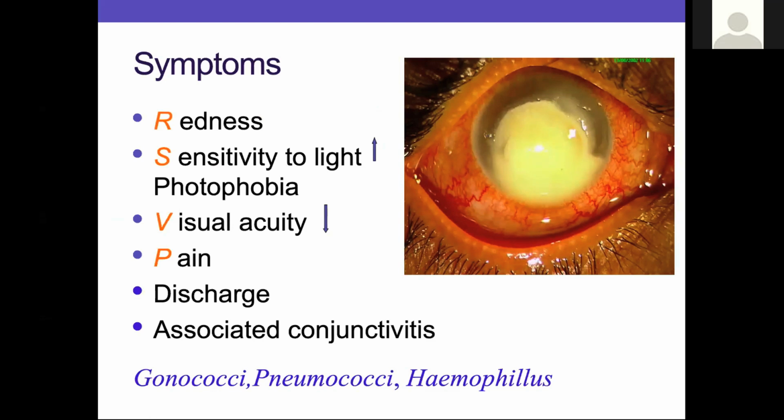Then the symptoms are very easy to remember. RSVP: redness, sensitivity to light which is increased, visual acuity which is decreased, pain, discharge. And if there's associated conjunctivitis, think of GPH. GPH is gonococci, pneumococci, and Haemophilus.